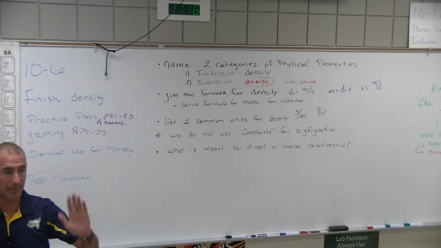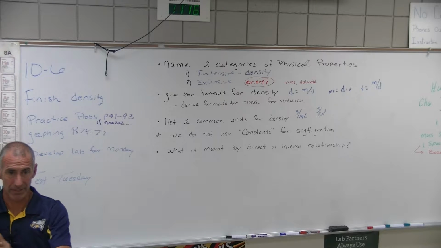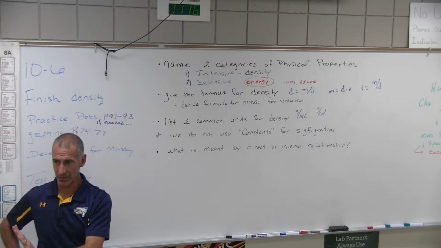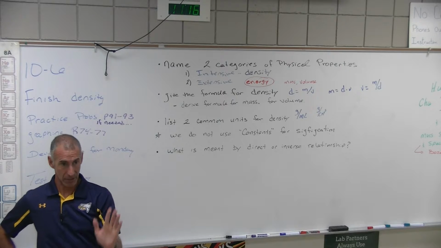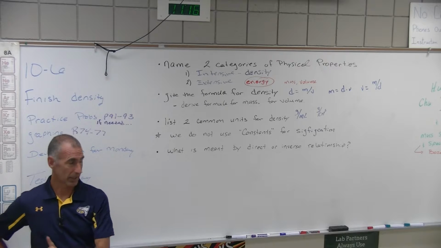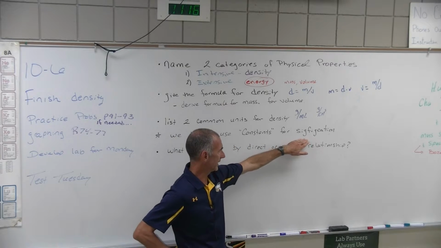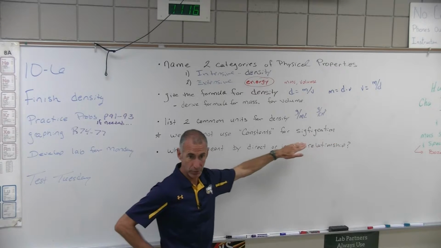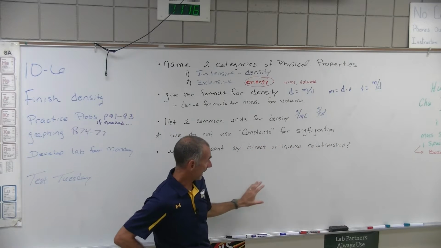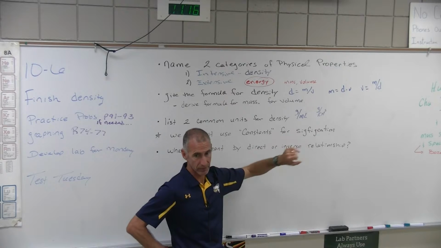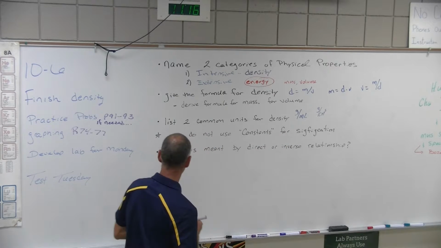But that's a constant. That value never changes. Okay? So a constant means that's a value that doesn't change. Right? Density doesn't change for a substance. Okay? So when we do our math, we do not use constants for our sig figs. I kind of coined this word. So in other words, when you do math and the answer has to use proper sig figs, we don't use that constant value for that sig fig part. Okay? So let's do an example.